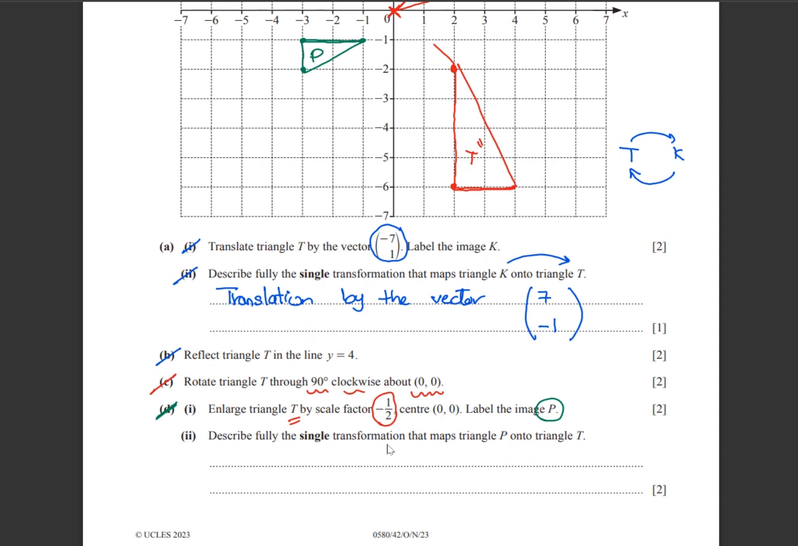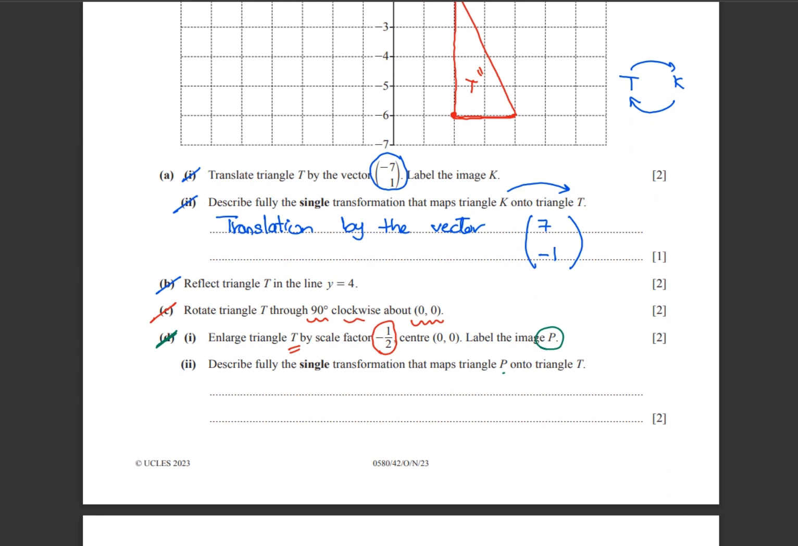Describe fully the single transformation from B to T. So again, he's giving you the reverse. I just did from T to B. Now I want from B to T. So it will be the same enlargement, and this center 0 and 0. But for the scale factor, if you are going back in the enlargement, just write the reciprocal with the same sign. So it is negative, but instead of half, what is the reciprocal of half? 1 over 2, the reciprocal of it, 2 over 1. So it will be negative 2.